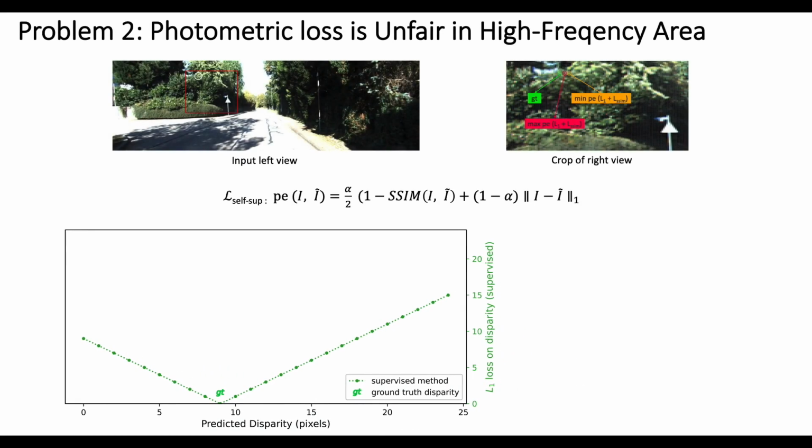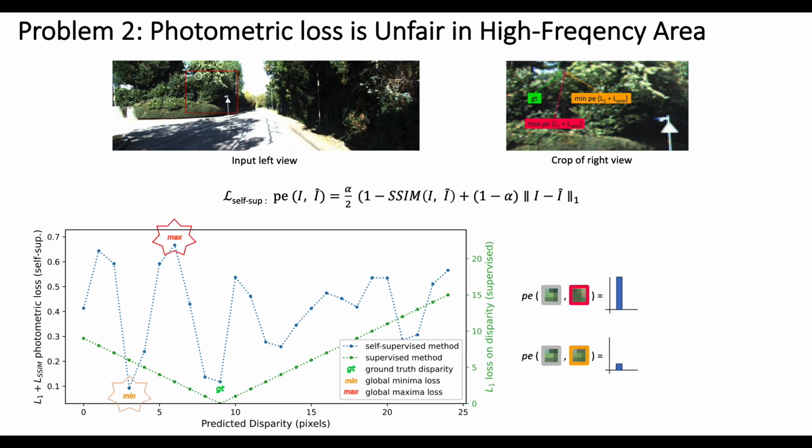We show problem 2 here. The loss function used in self-supervised depth estimation is the photometric loss as defined here. To demonstrate the problem, we focus on the white pixel in the left view. The losses for different predicted disparities look like this.